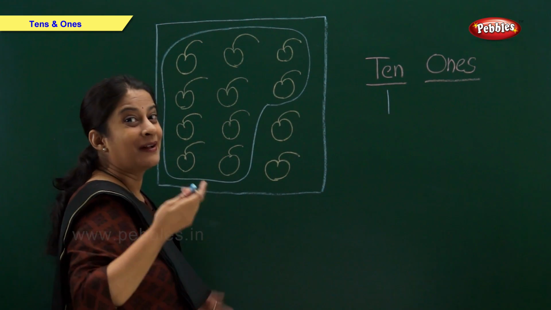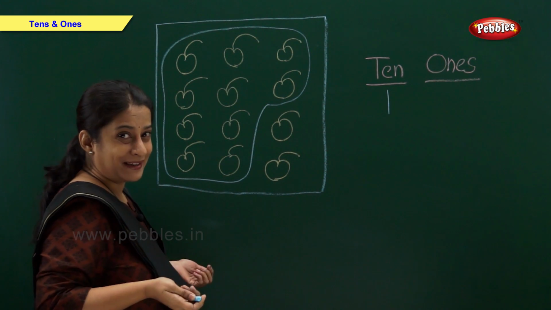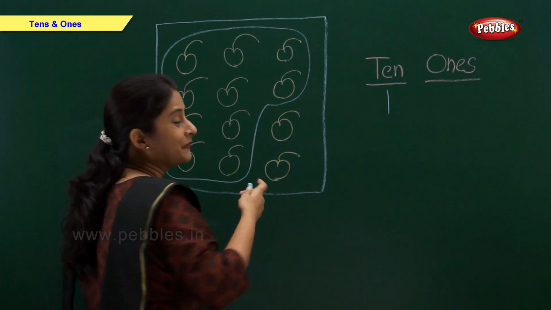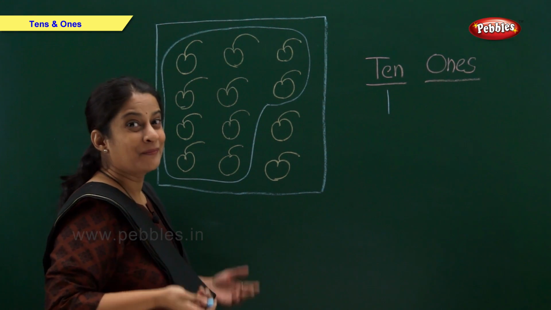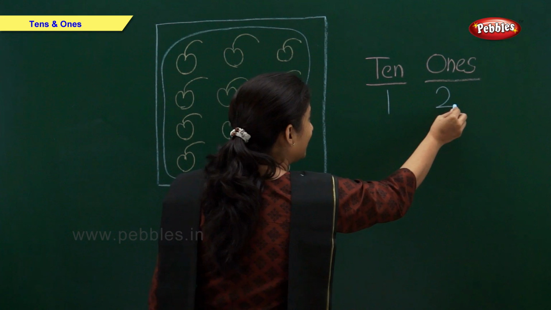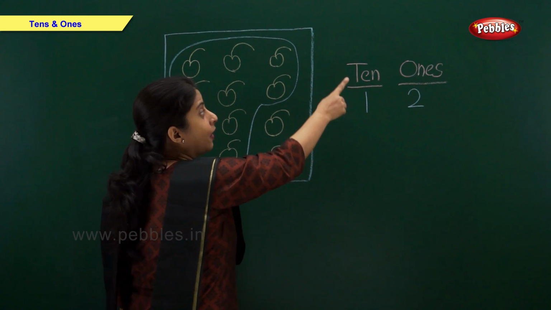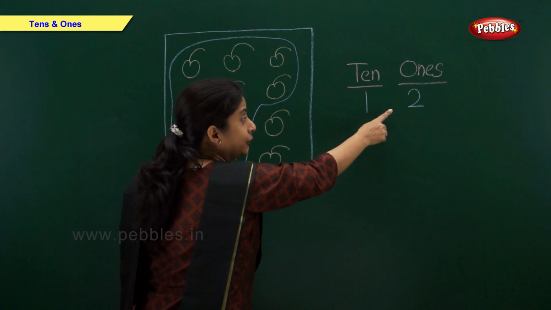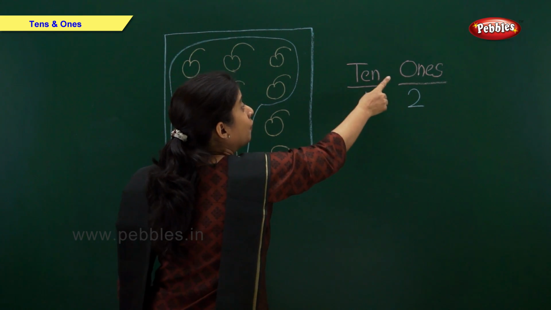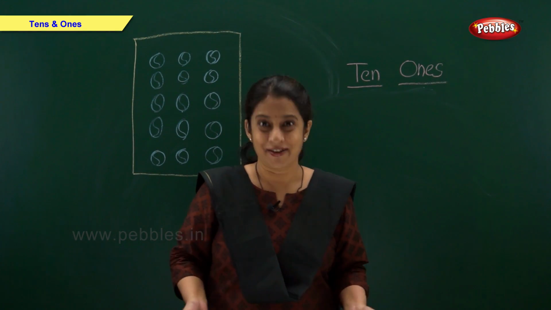So, 10 apples. And now, there are some apples remaining. Let's count. 1 and 2. How many apples remaining? 2. So let's write 2. So now we have one group of 10 and two remaining apples, that is 2 ones.